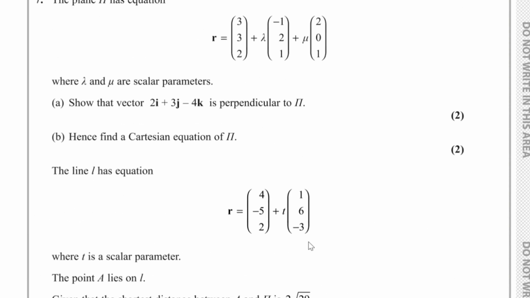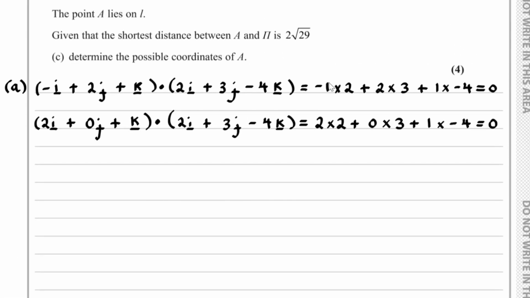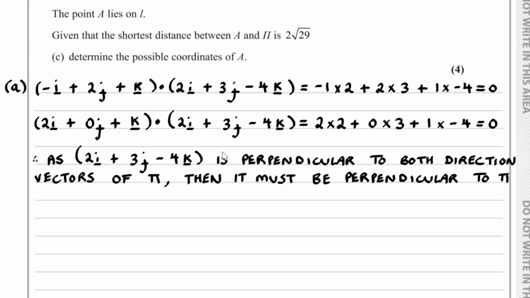So what can we say from this? Well, we've got this vector which is perpendicular to this direction vector and this direction vector, and so as 2i plus 3j minus 4k is perpendicular to both direction vectors of pi, then this vector must be perpendicular to pi. So then the normal vector is equal to 2i plus 3j minus 4k.